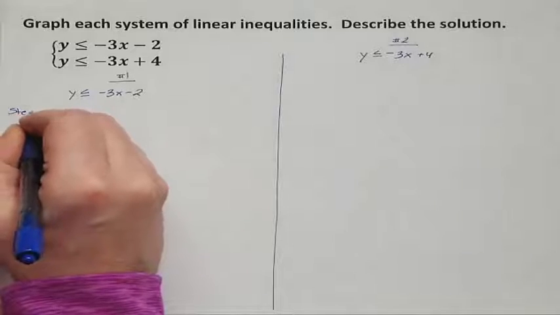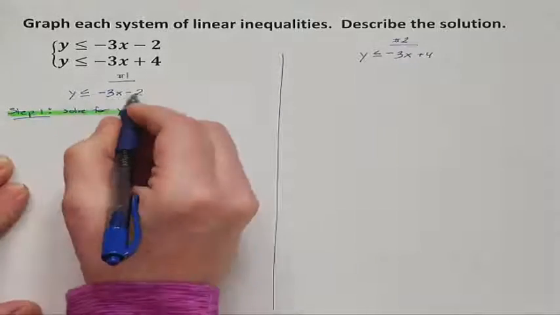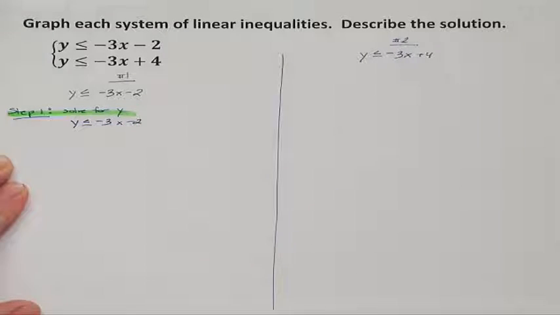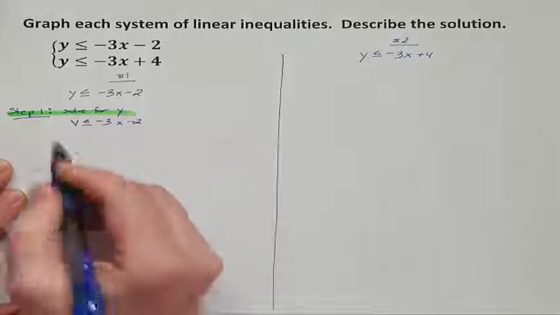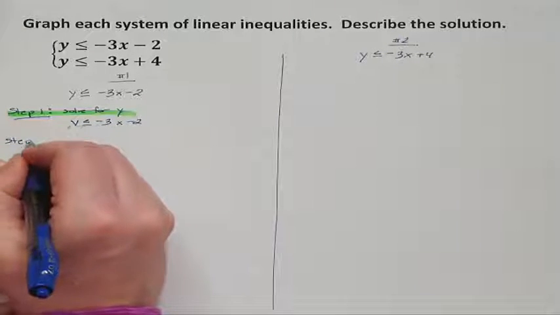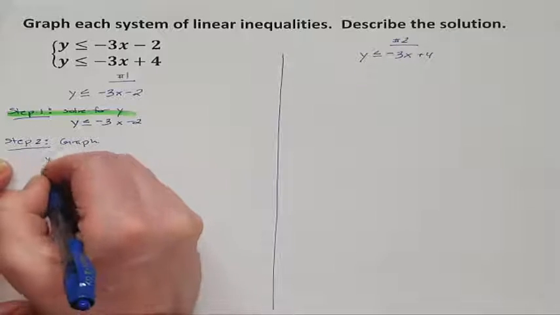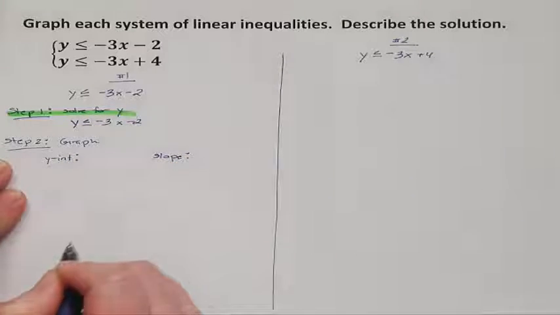Step number 1, I'm supposed to solve for y. I was originally given this equation and I need to solve for y so it's in slope-intercept form. Y is already by itself, so step 1's actually already done. So step 2, what is all the important information so I can graph it? I needed to know what my y-intercept was and what my slope is.